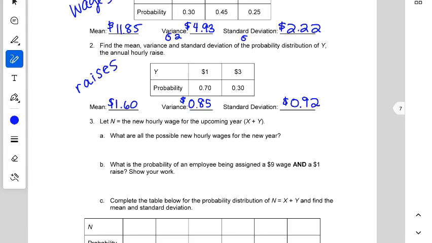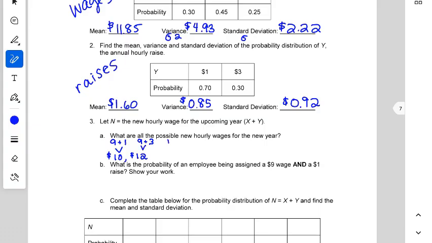So we want to find out the new hourly wage. So we are going to add them. So what are all the possible new hourly wages for the new year? So we would take, let's say you make $9, you get a $1 raise. So your new hourly pay is $10. So we need to do that for all the possible combinations. So let's say you start out at $9, you get the $3 raise. $12.